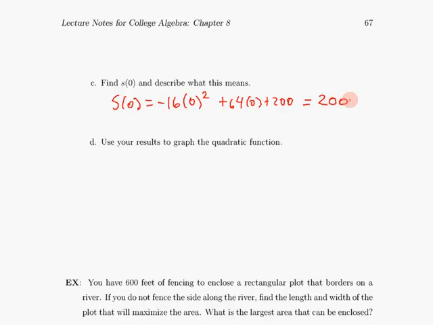Now what does that mean? Think about what the function meant. The function meant the height at time t equals however many seconds have gone by. 0 would mean at the very beginning, right? So that's the height of the building.